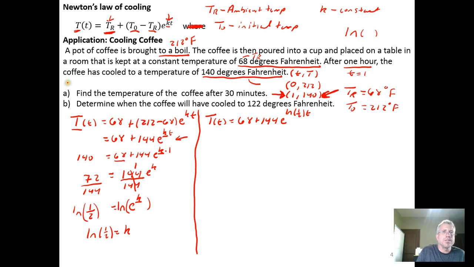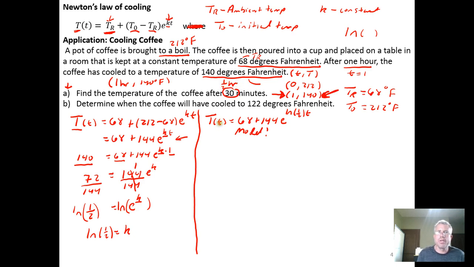And then I can actually answer question A. So first I have to find the model. Once I have the model, now I can answer questions. Find the temperature of the coffee after 30 minutes. And here we need to be careful. When we created the model, we used this ordered pair right here. The ordered pair that we plugged in to the model to find k was 1 hour and 140 degrees Fahrenheit. So now the model expects time to be input in hours because we used an hour unit in the construction of the constant. So I need to recognize that this 30 minutes is really 1/2 hour.